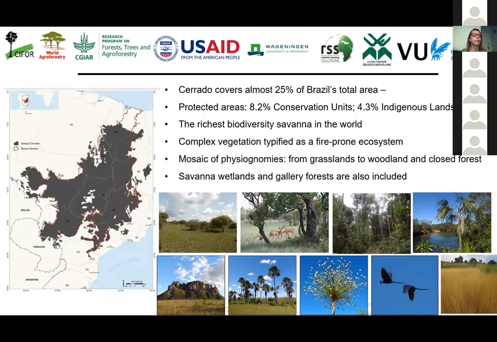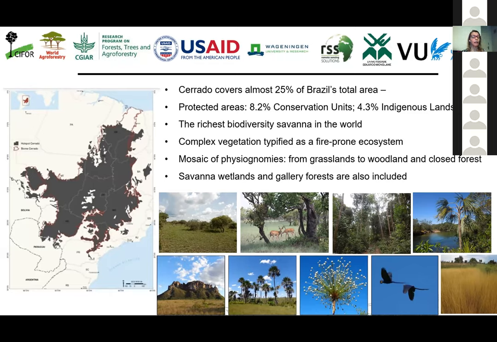25% of the area of Brazil is covered by Cerrado. And in Cerrado, we have many protected areas. 8.2% of the total area is protected by conservation units. Also in Cerrado, we have 4.3% of the total area occupied by indigenous lands. It's important to highlight here that indigenous and traditional communities play an important role in environmental protection in Brazil.